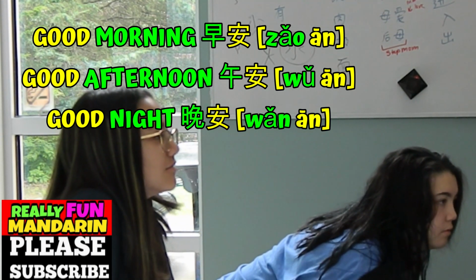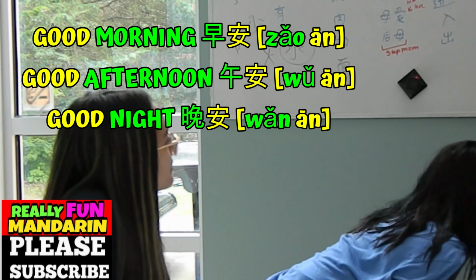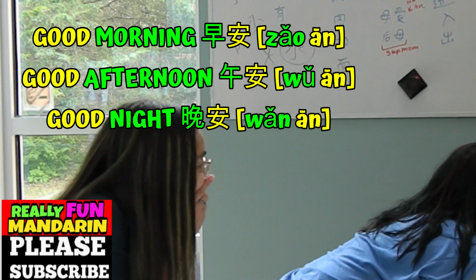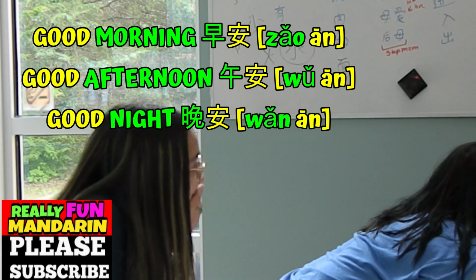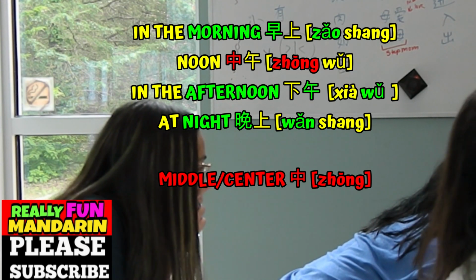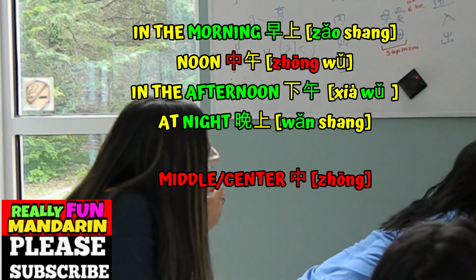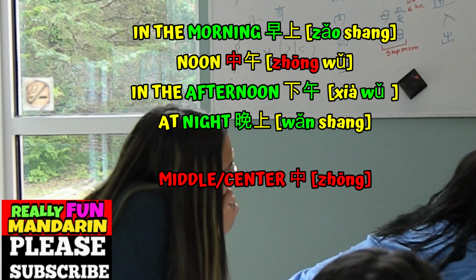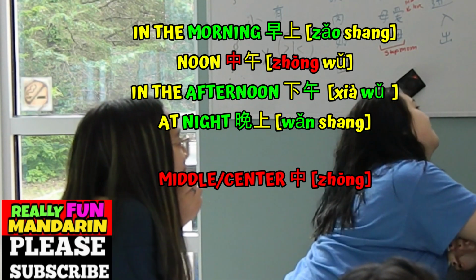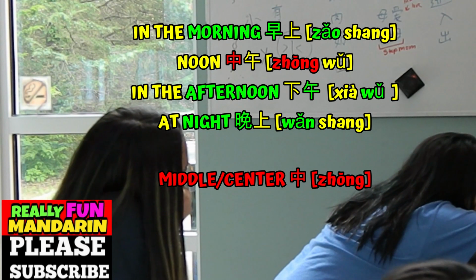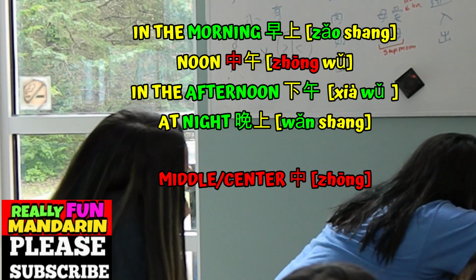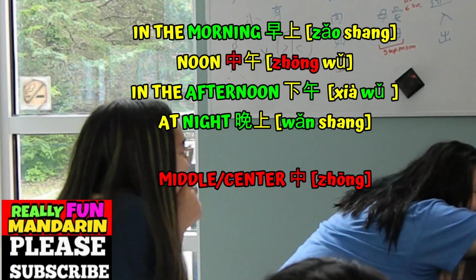Good morning. Xiaobu. No. Good afternoon. Zhao an. Good afternoon. Wu an. Good night. Wan an. Very good. Point to the character. Oh, that's what I remember, right? And try to remember the character. Soon we're going to have fun. In the morning? Xiao san. In the morning, yeah. The next one? Afternoon? Song wu. The next one? Xiao wu. The next one? Wan wu. Wan san. Now repeat all of it.